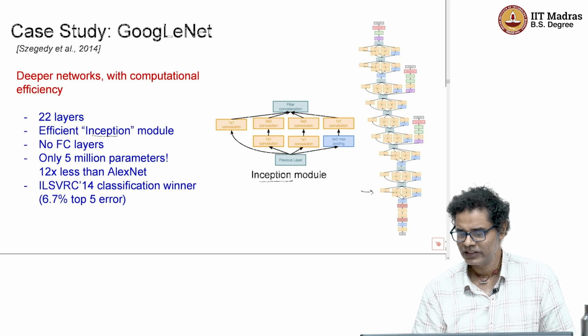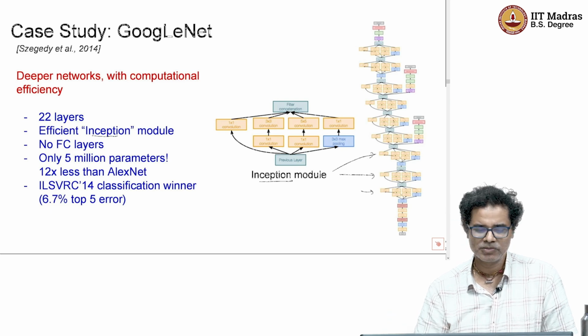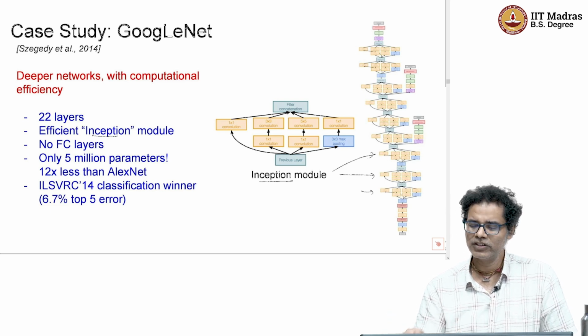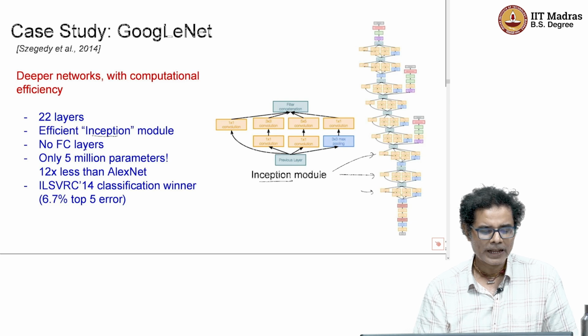For example, all of these are Inception modules. It has 9 such Inception modules, so basically this Inception module is repeated again and again. And it doesn't have any fully connected layer.